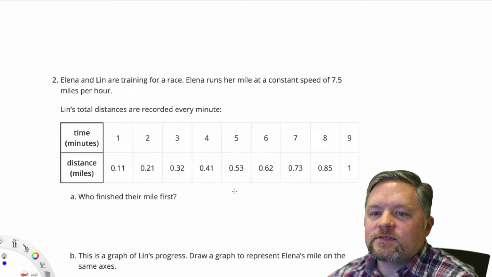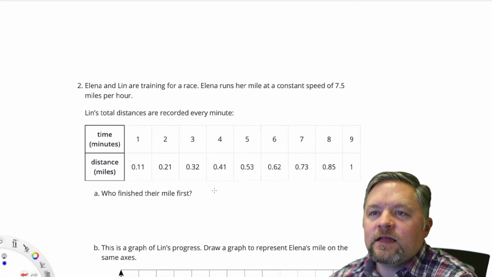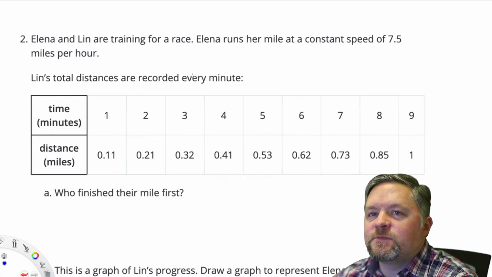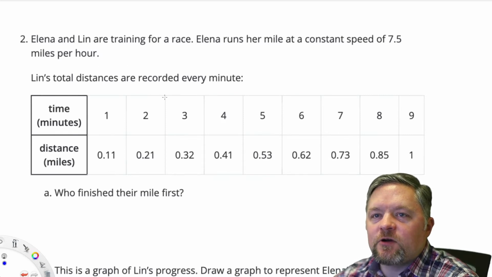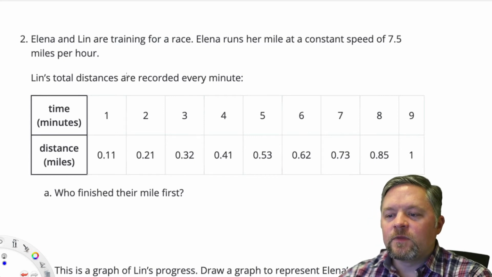Okay, what's next here? Elena and Lynn are training for a race. Elena runs her mile at a constant speed of 7.5 miles per hour. The total distance is recorded every minute. Lynn's total distance is recorded every minute. Who finished their mile first?